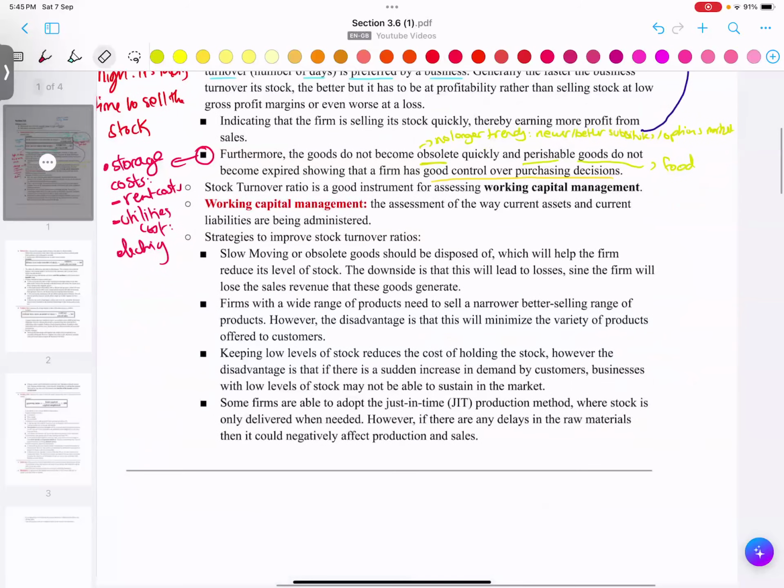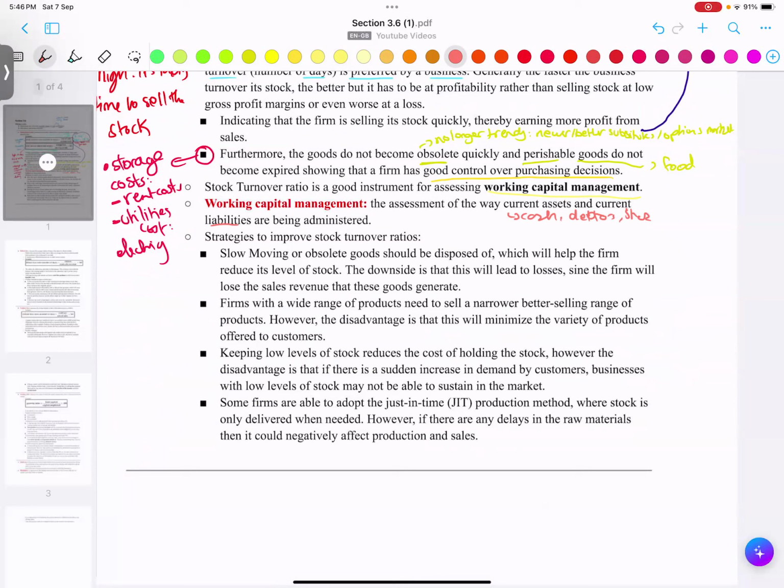Anyways, stock turnover ratio is a good instrument for assessing working capital management. Okay, so how they manage their capital. Working capital management is the assessment of the way current assets and current liabilities are being administrated. Current assets and current liabilities are short term, so they're less than 12 months. Current assets are like cash, debtors, stock, and liabilities are just like short-term loans.